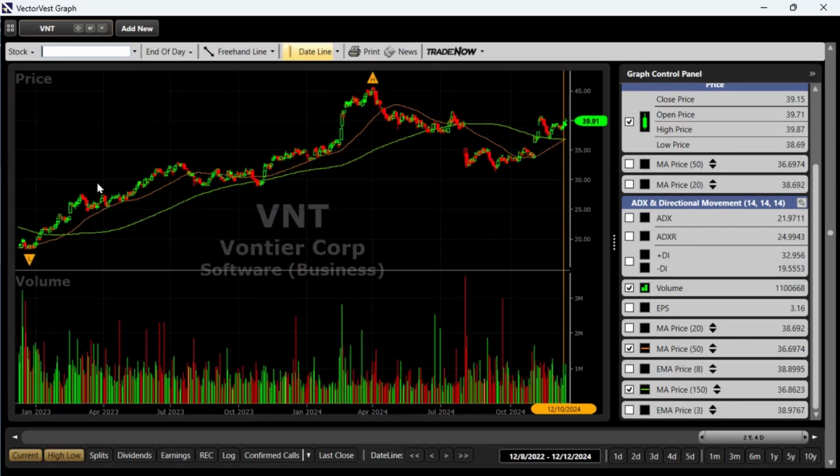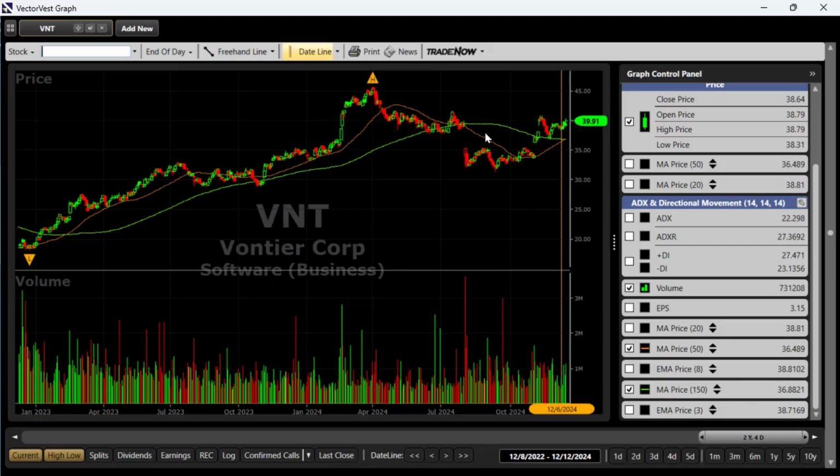VNT, this is a good one. A much smoother chart, right? Much smoother price action over the last couple of years. There is your bullish crossover. There was your bearish crossover. You're getting a fresh bullish crossover here, and if history repeats itself, you could be in for a nice long-term run there.